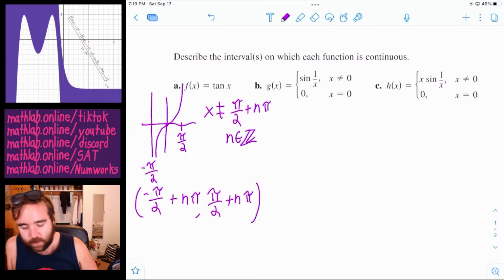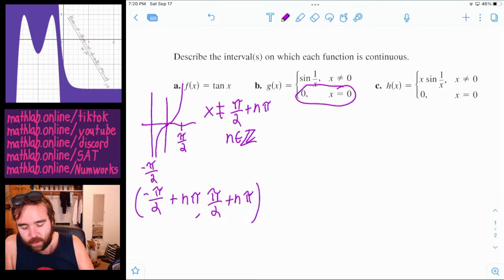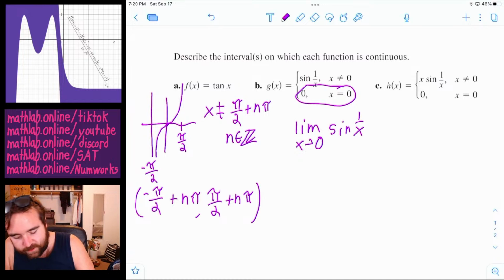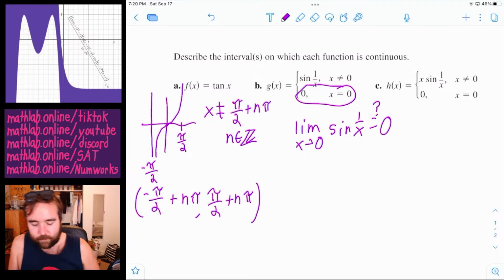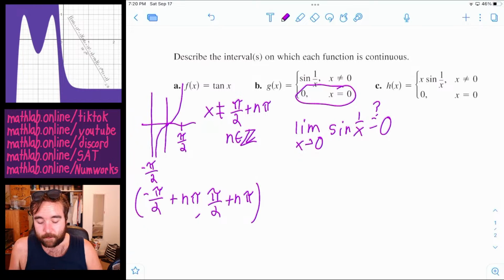Okay, so the next one, sine of 1 over x. Sine of 1 over x is definitely continuous, except for at 0. But at 0, this function is equal to 0. So the question to see if it's continuous is, does the limit as x approaches 0 of sine of 1 over x equal 0? Because if it does, then it's continuous. But if it doesn't, then it's not continuous.